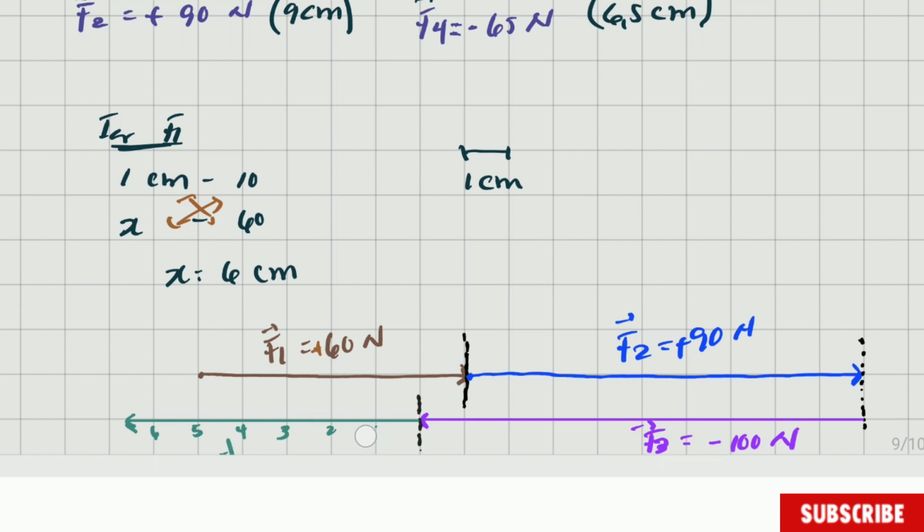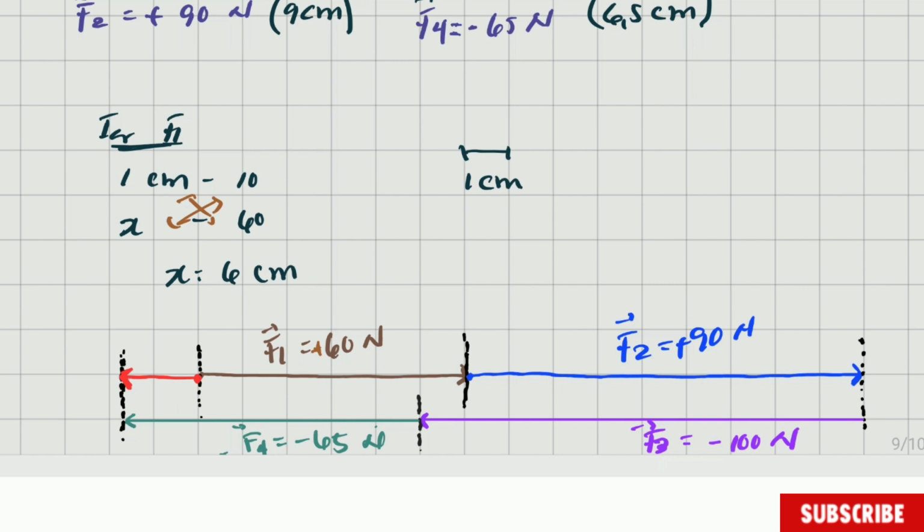Write it here. Let me reset these numbers, otherwise there's no space. This is F4, and F4 is going to be equal to minus 65 Newton, guys. So now the resultant is from the tail of the first vector we draw, which is right here, that is F1, to the head of the last vector we draw. Now the last vector we draw, remember, is F4. So from here to there represents the resultant vector.